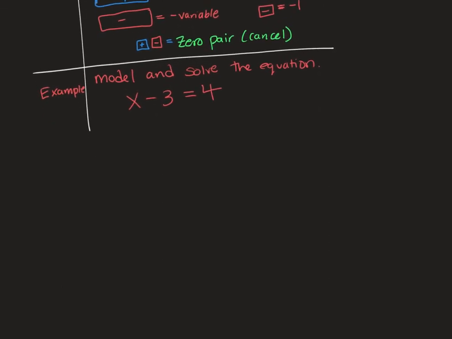So the example says, model and solve the equation. So first of all, I notice that I have one variable. So I'm going to draw one variable and it's positive. And then I have 3 negative constants. So here's a negative constant, a negative constant, and a negative constant. And then I have, on the other side of the equal sign, and usually you put a line to just kind of divide the left side from the right side of the equal sign, I have 4 positive constants. And yes, I do want you to draw this out.